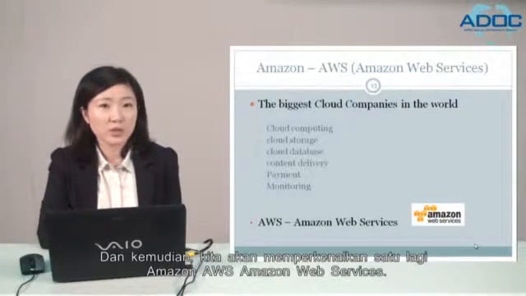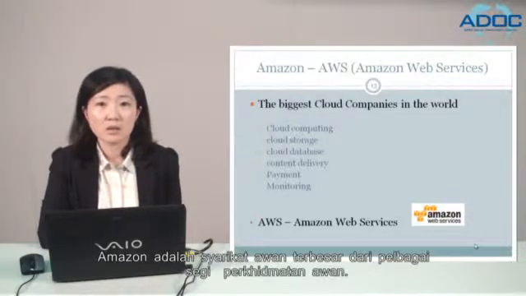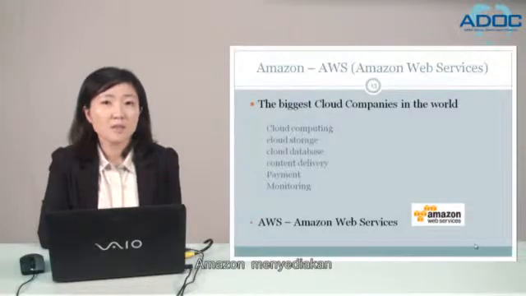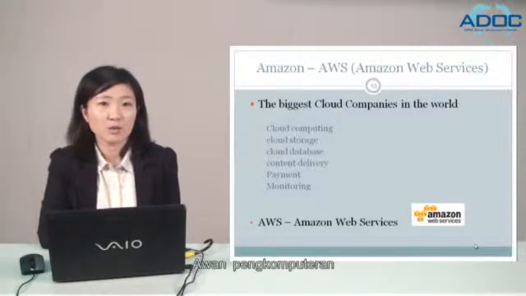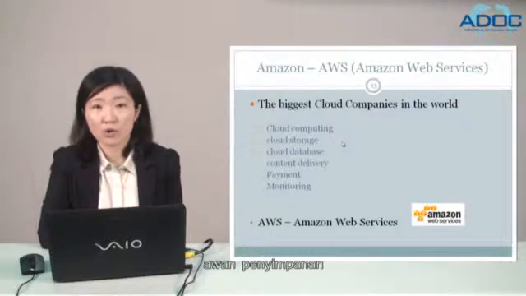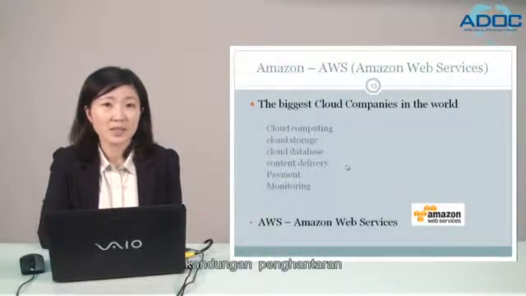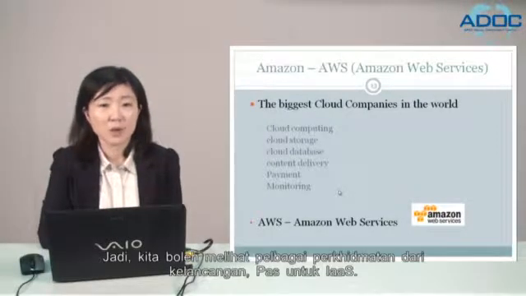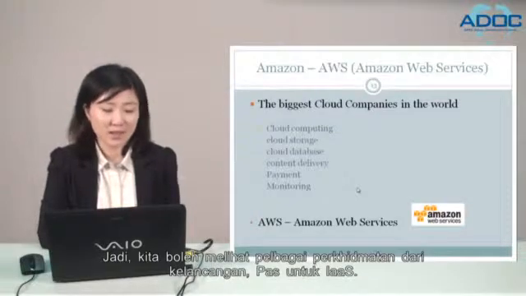And then we'll introduce another one, Amazon AWS, Amazon Web Services. Amazon is the largest cloud company in terms of the variety of cloud services. Amazon provides cloud computing, cloud storage, cloud database, content delivery, and payment monitoring. So we can see these services range from SaaS to PaaS and IaaS.